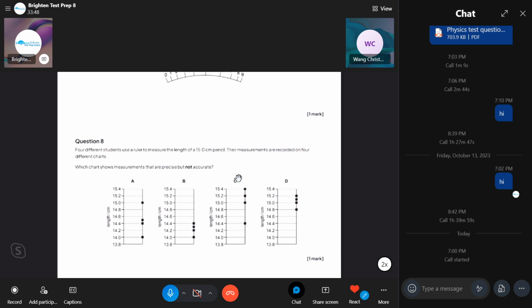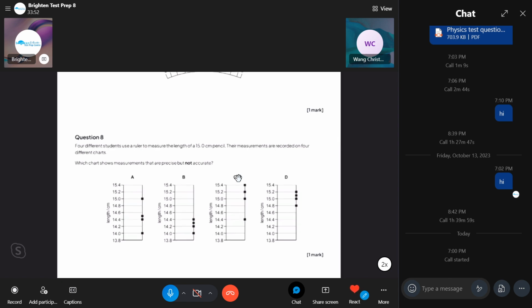B. Okay. So it's precise because the values are close, but it's not accurate because it's not on 15. Okay, and why is it not D? Because D is both precise and accurate. Okay, yep, that's a good answer.